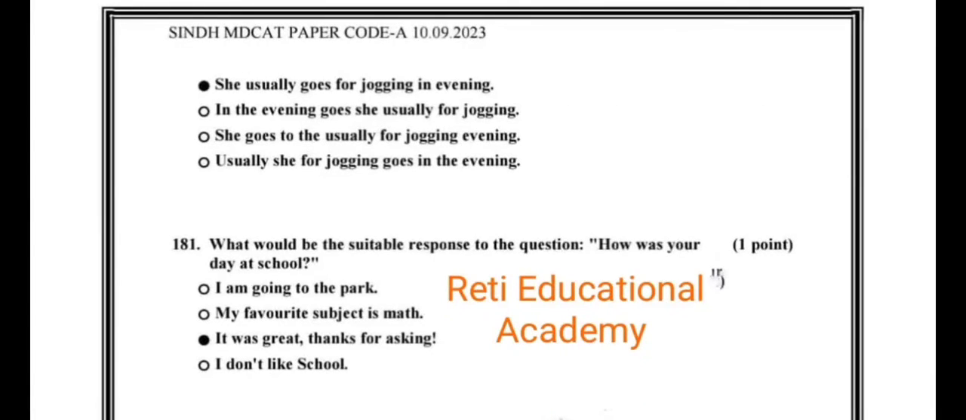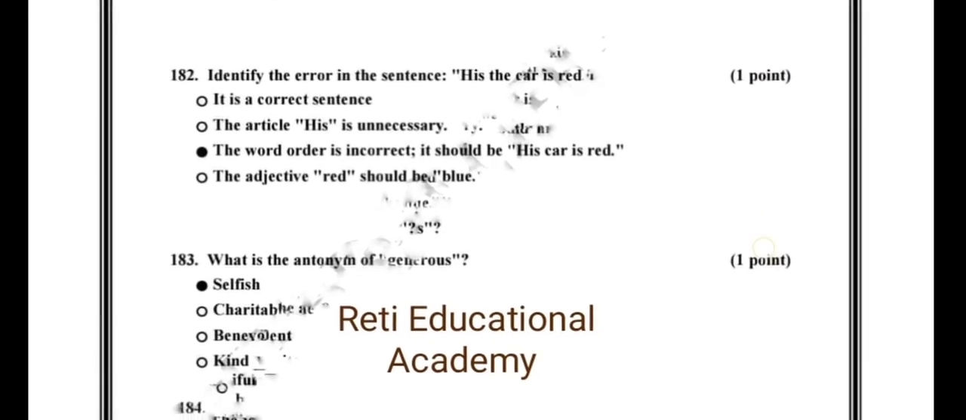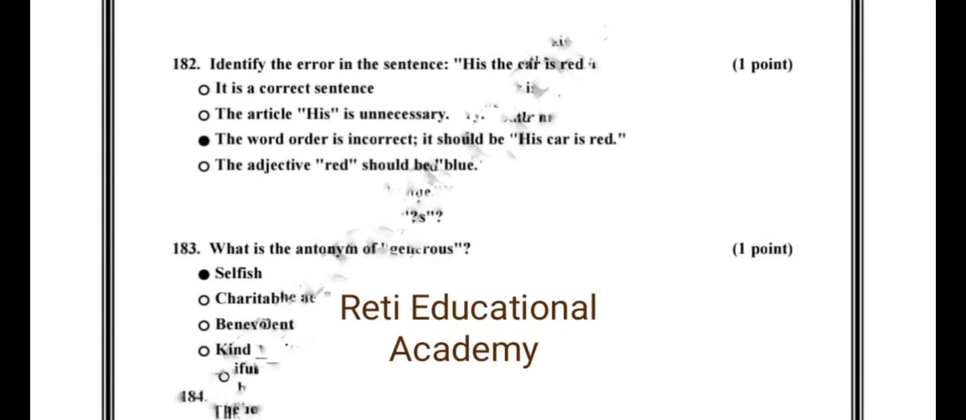Question number 181. What would be the suitable response to the question how was your day at school? And the correct option is it was great, thanks for asking. Question number 182. Identify the error in the sentence the car is red. And the correct answer is the word order is incorrect. It should be his car is red.